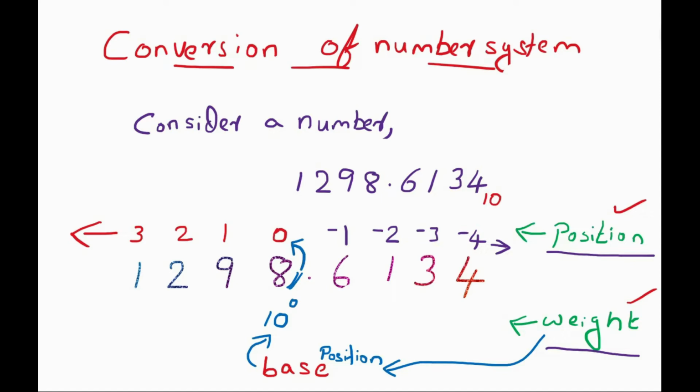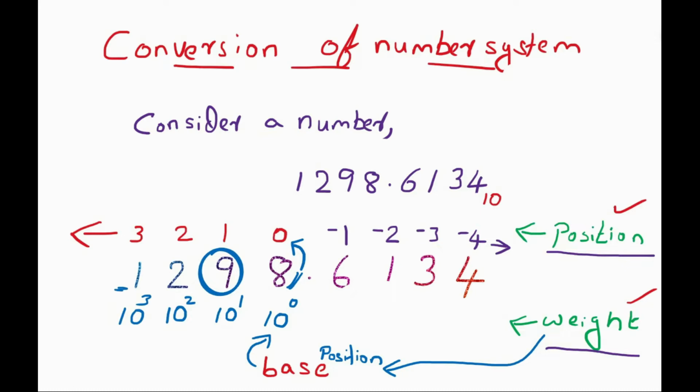Now find the weight of 9. What's the weight of 9? Base raised to position. Base is 10, so 10 raised to 1. Then what about this 2? That is 10 raised to 2. What about this 1? 10 raised to 3. This is the same case for all other number systems also. Now we will see the fractional part.